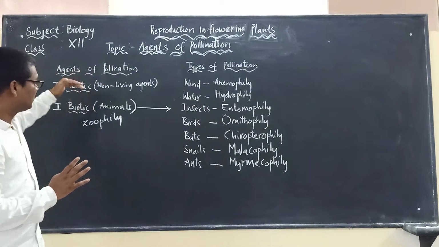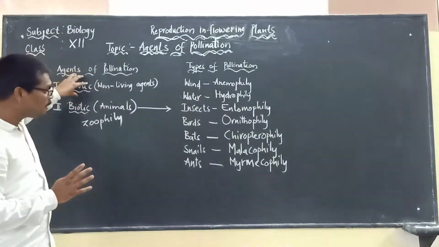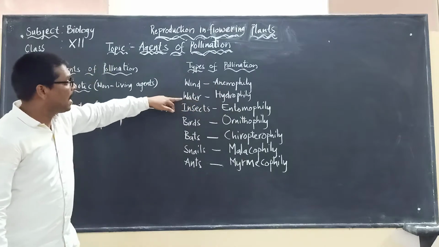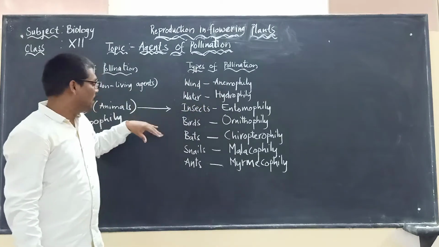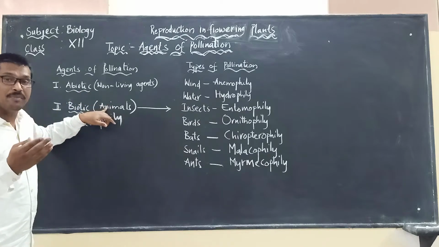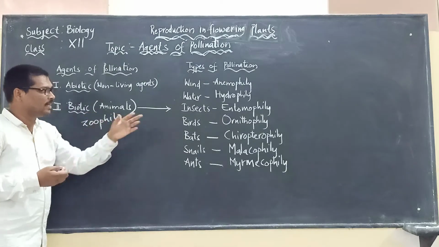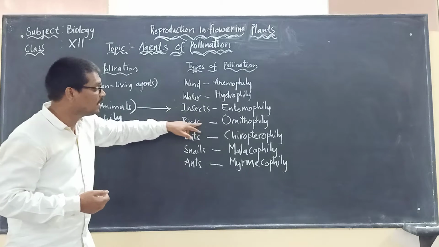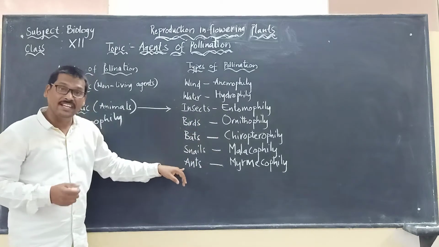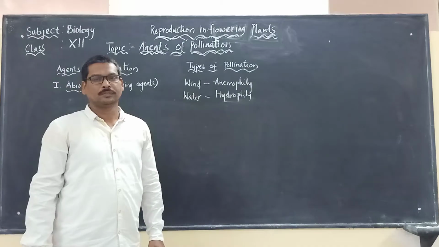So here we have seen what the agents of pollination are and what the types of pollination are. The agents are abiotic and biotic. In abiotic they are wind and water pollination. Wind pollination is called anemophily and water pollination is called hydrophily. Biotic means living things which behave as agents for pollination, and these are animals, which can also be called zoophily: insects, entomophily; birds, ornithophily; bats, chiropterophily; snails, malacophily; ants, myrmecophily. All these are involved in the process of pollination.